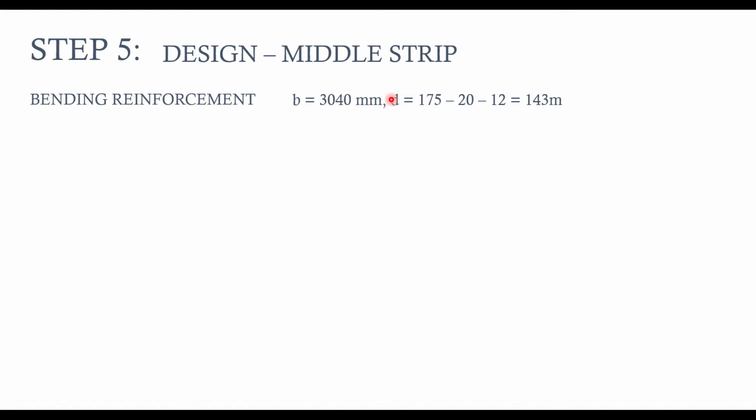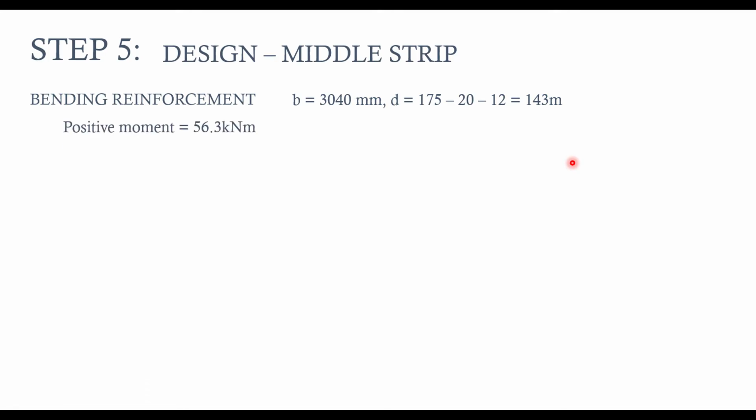Then we can now calculate the effective depth. If you look at the division, the middle strip falls inside the slab, that is the middle of the flat slab itself. So that means the height of the flat slab in that region is 175. We assume a cover of 20, and then we are assuming we are providing reinforcement of 12 mm. So at the end of the day, you have an effective depth of 143 millimeters. So based on these two factors, we can now calculate our area of reinforcement.